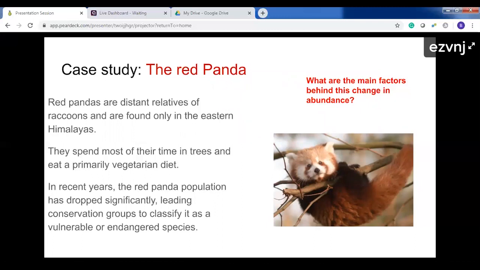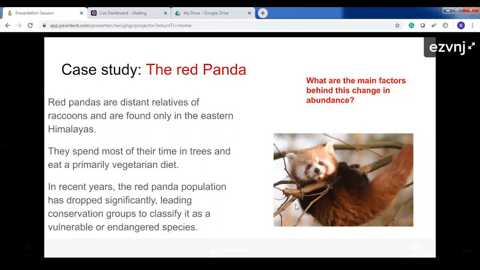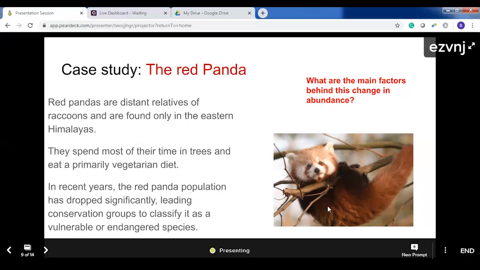Here is a case study, the red panda. They are relatives to raccoons that live in the Himalaya. It is this organism here. They spend most of their time in trees. And in recent years, this population has dropped significantly, and this red panda is classified as an endangered species. So it is going to be extinct if nothing is changed. And what do ecologists do? They try to find out the factors that are behind this change.